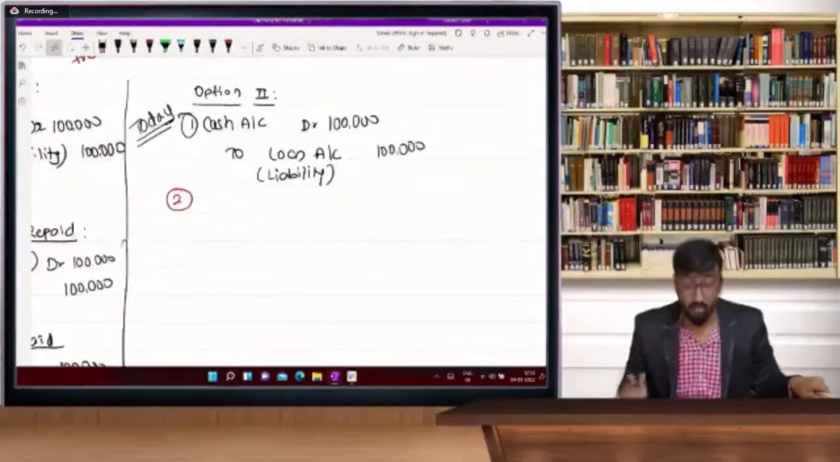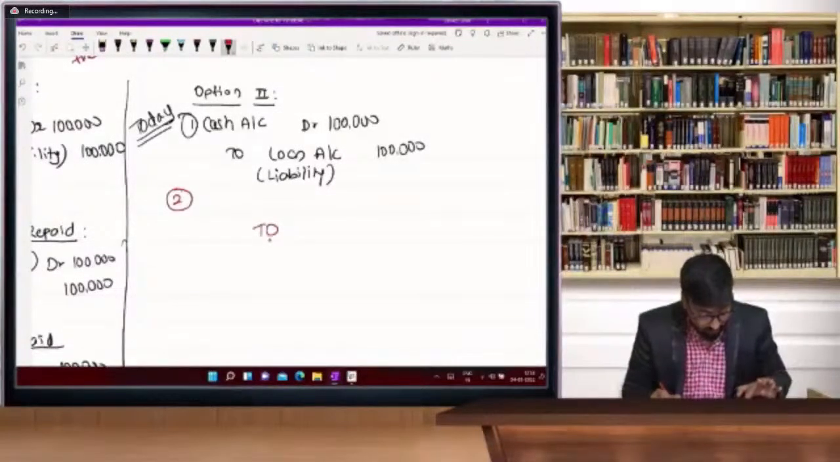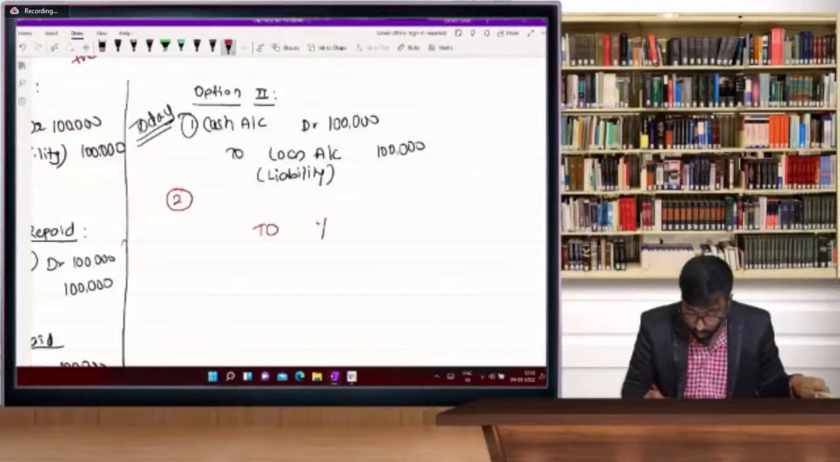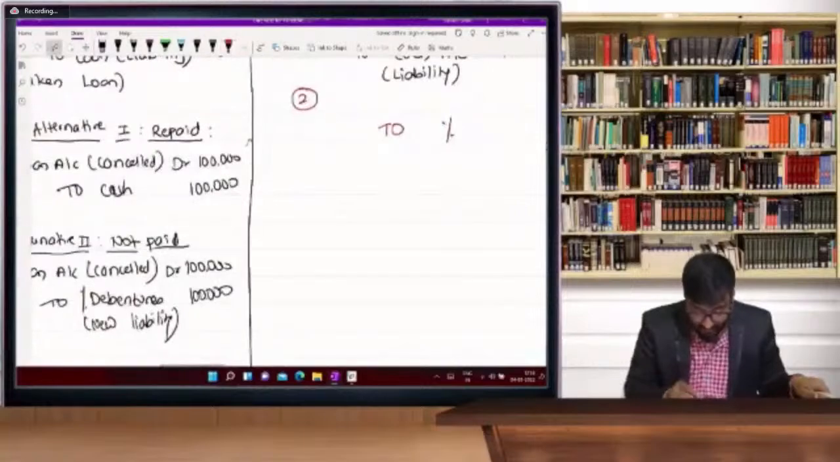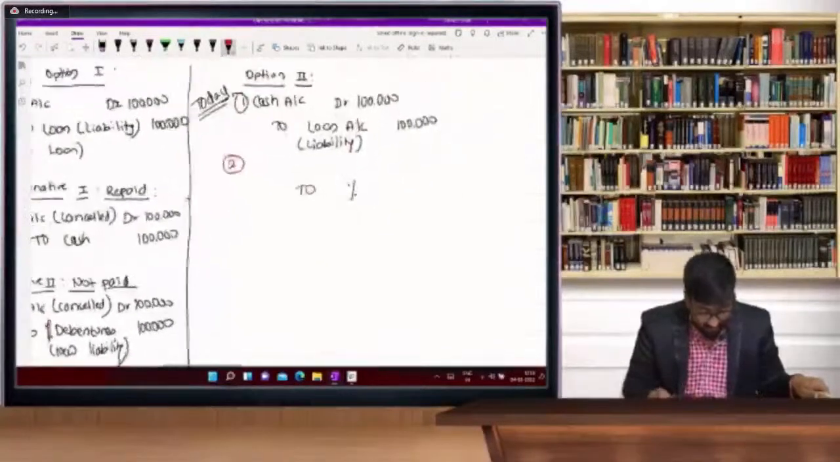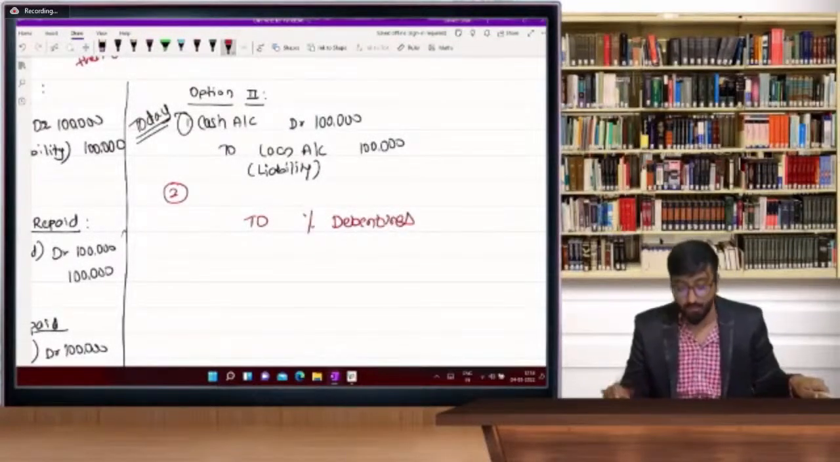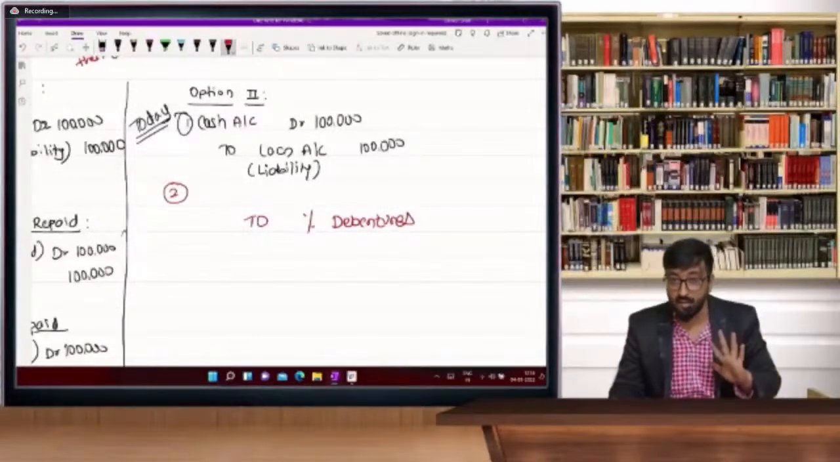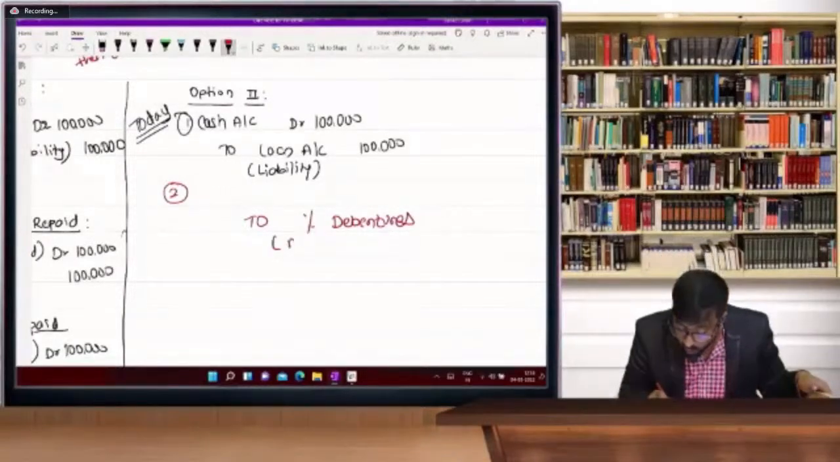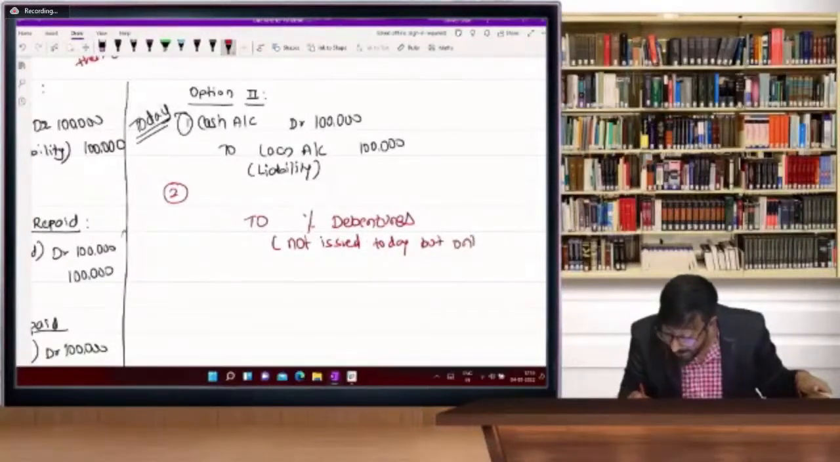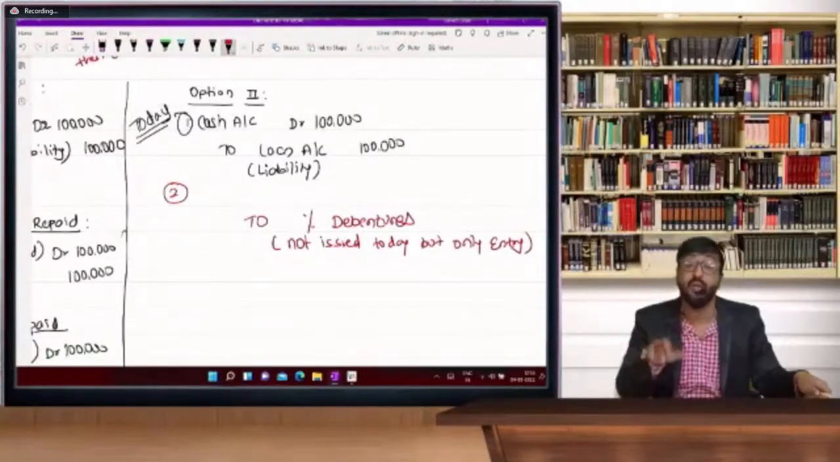Understand. You will write, now this is very important, to percentage debentures. Someone is saying, sir, why not 2% debentures? So 9% debentures. Now beta, suppose that percentage debentures, we are going to write it. Sir, whether these debentures are issued today, these debentures are not issued today, but only the entry for debentures we wrote here.